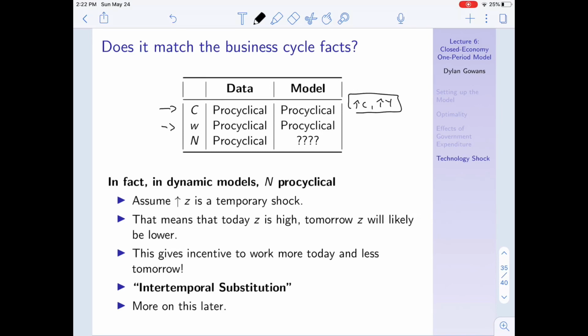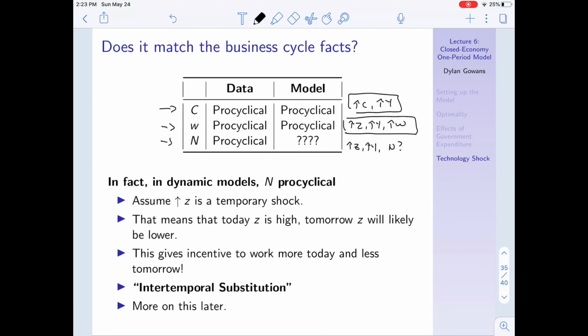What about the wage? Well, in the data, again, the real wage is pro-cyclical. And in the model, what did we see? We saw that when Z goes up, Y goes up, and W goes up. So therefore, it's pro-cyclical. And what about labor? Hours worked. In the data, again, it's pro-cyclical. We saw this. And what about in the model? Well, in the model, we don't know, right? Because when Z goes up, Y goes up, and there's both an income and a substitution effect, and on the whole, we don't know if it goes up.